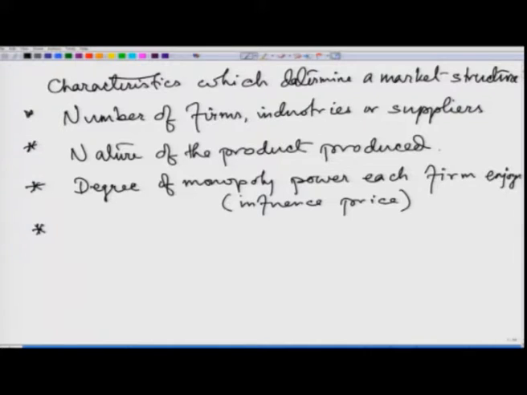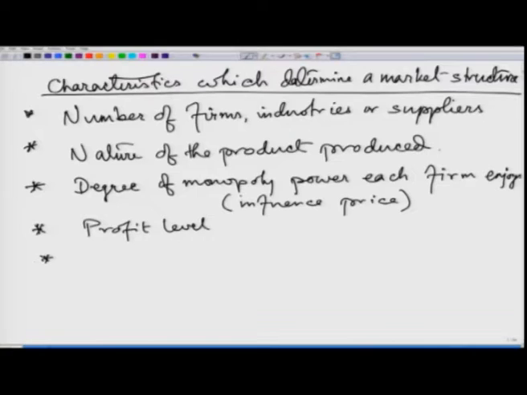The next one is the profit level they want to keep, whether they are ready to earn a normal profit, that is no profit no loss, performing at a break even point where the total cost and the revenue are equal, or whether they want to make some positive profit. The profit level, their aspiration and their target, will determine what kind of market we are talking about. The next can be firms' behavior in pricing strategies, non-price competition, or output levels.